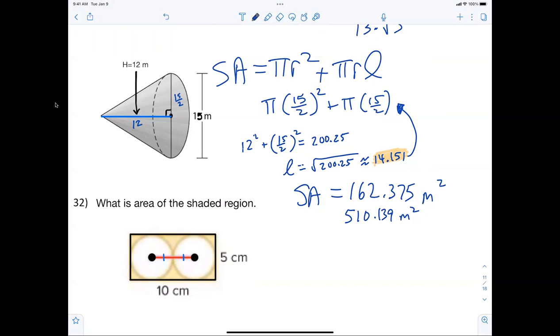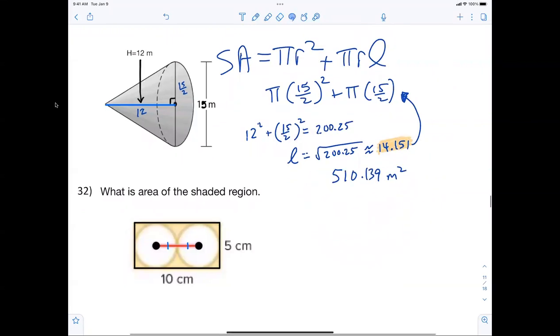Anybody else get 510 or do they agree with Liam? Yeah, just type it right in the calculator. Include pi in your answer here. I'll be clear on the test. So do we agree it's 510? Girls, I can always count on you to always be right, so we're good with that? All right.